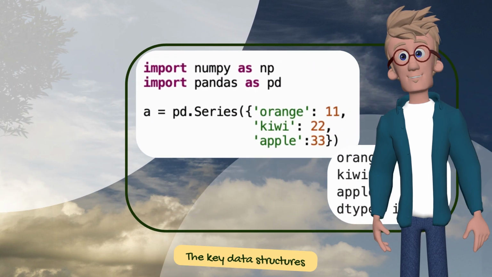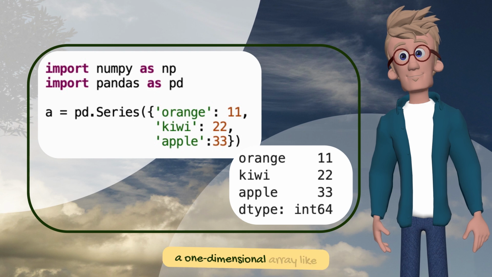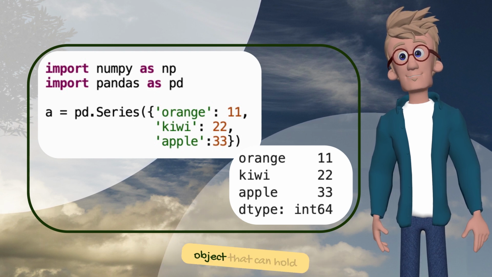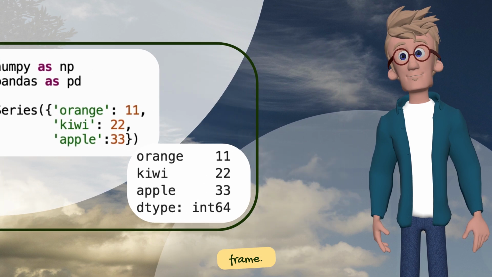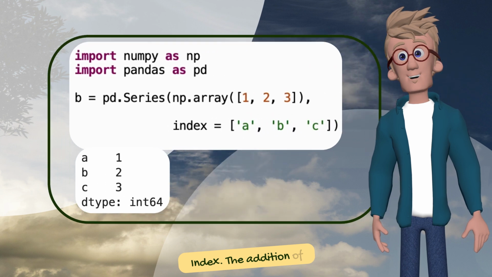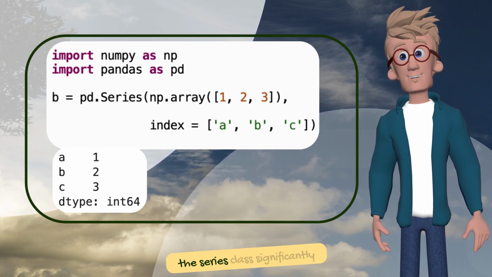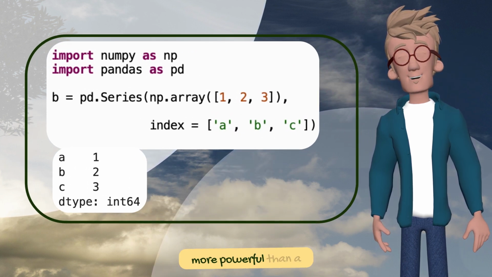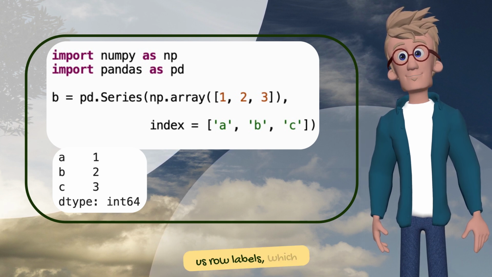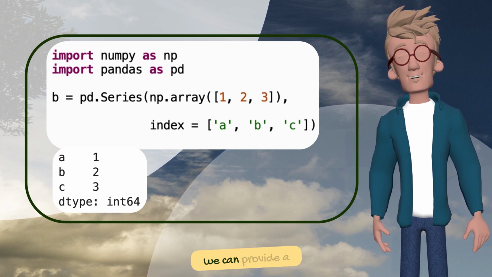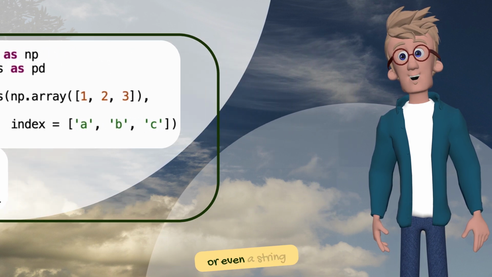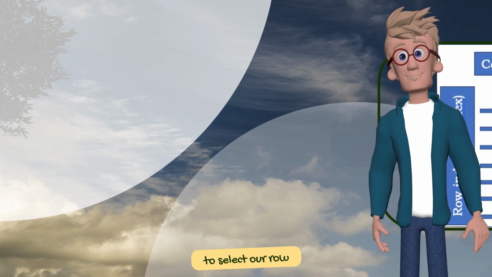The key data structures in Pandas are, first, Series, a one-dimensional array-like object that can hold any data type. It is similar to a column in a spreadsheet or a single column in a data frame. Index. The addition of the index class makes the Series class significantly more powerful than a NumPy array. The index class gives us row labels, which enable selection by row. Depending on the type, we can provide a row number, a date, or even a string to select our row.